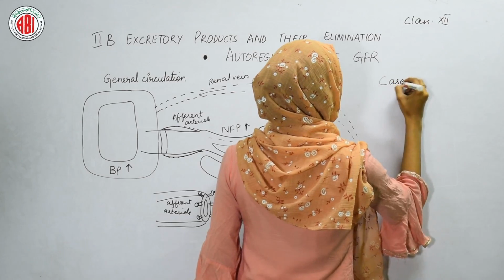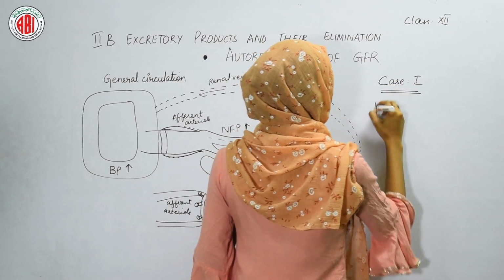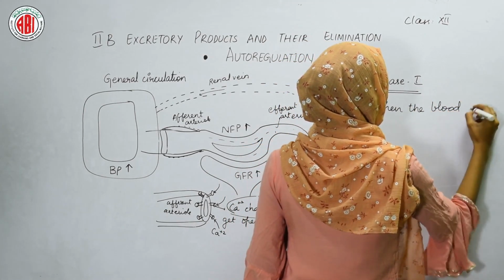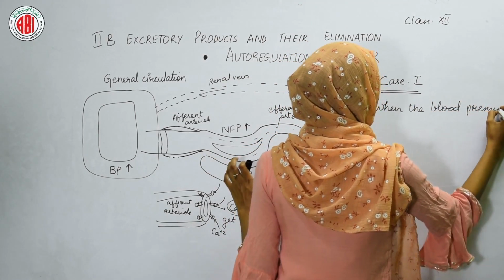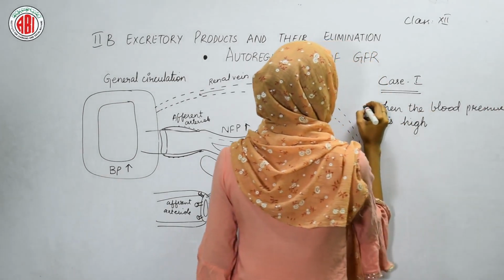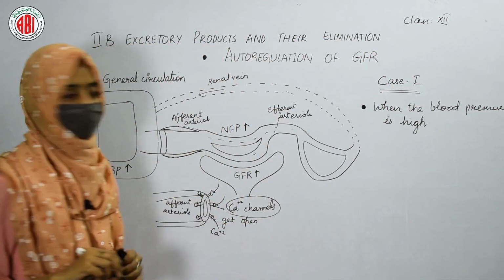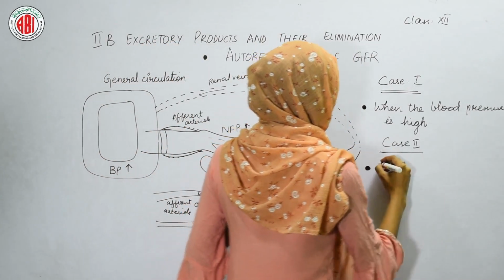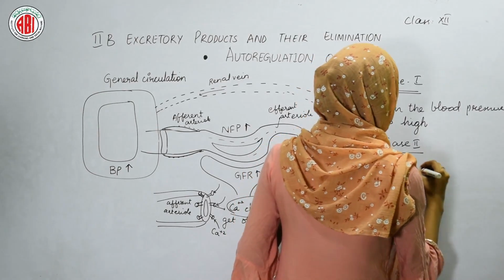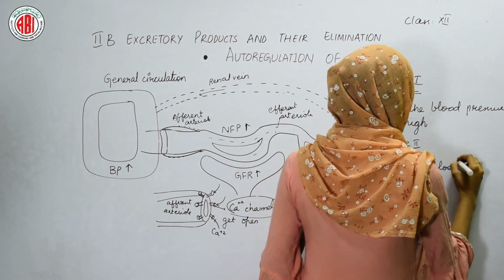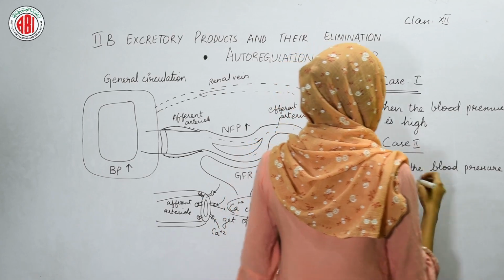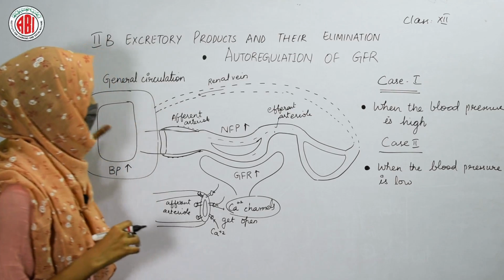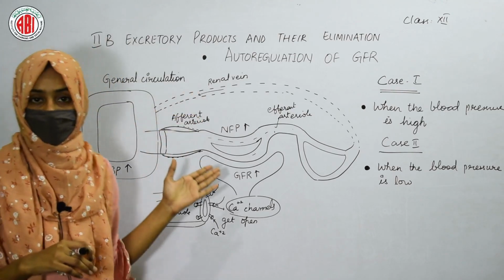All this can be seen in case 1, that is when the blood pressure is high. When the BP is high, all these things happen just for the auto-regulation, that is to maintain the blood pressure in the nephron. Now in case 2, we can take the situation when the blood pressure is low. What happens? How do the kidneys help, how do they show a different mechanism to carry out the auto-regulation of GFR?